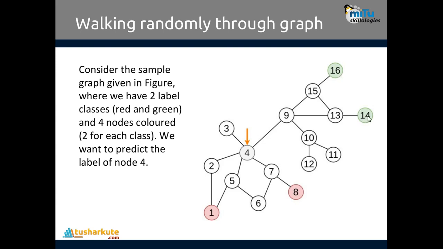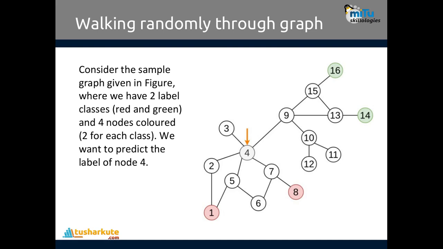These two people belong to the green class, meaning they are interested in cricket, and 1 and 8, these two people are in the class red. It means that they are not interested in cricket. Okay, and the remaining others are unclassified. Now I want to classify number 4. I just want to find whether 4 will go in green or in red.